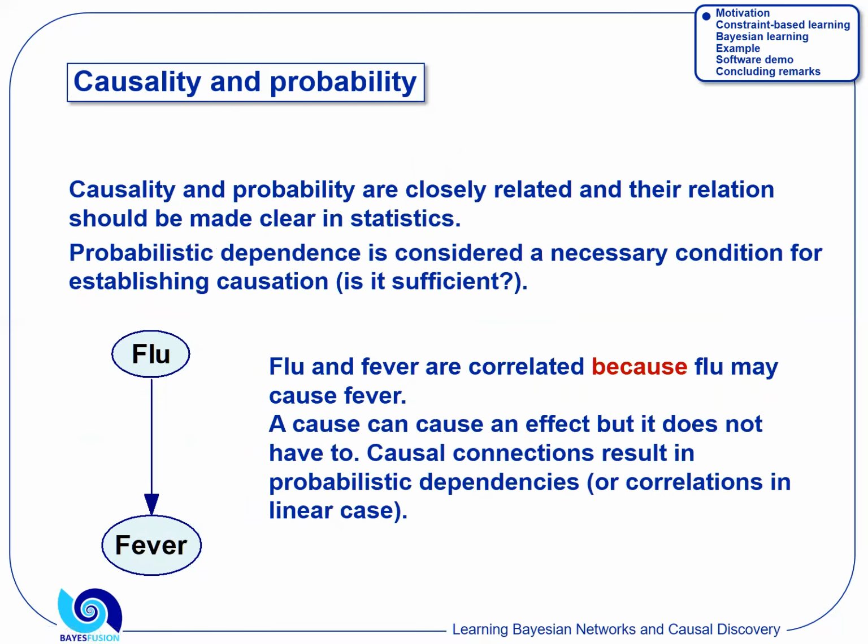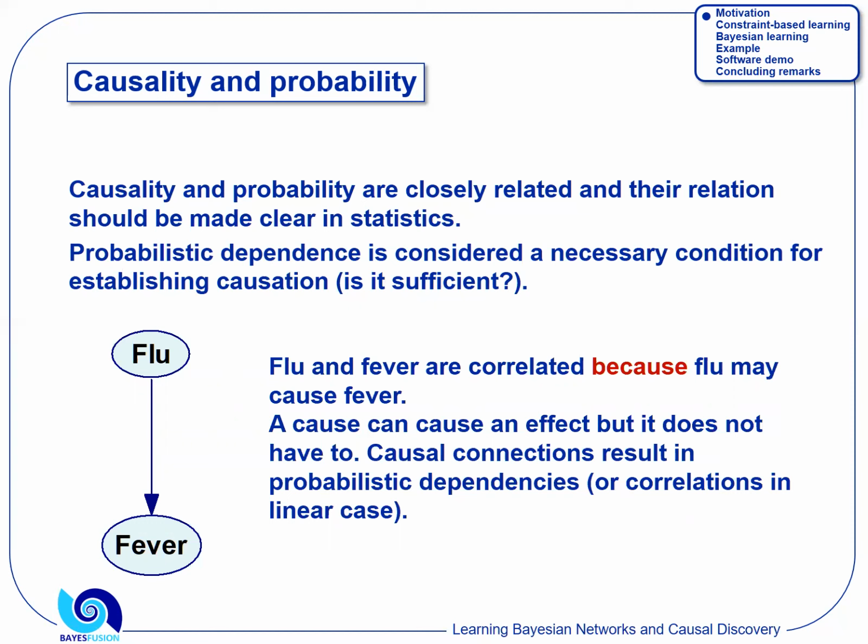Causality and probability are closely related, and the relation should be made clear and explicit. Typically, philosophers of science, it's a very practical branch of philosophy that looks at scientific method and makes statements whether scientific method makes sense or doesn't make sense, what the good and bad things about it are. Philosophers of science typically believe that probabilistic dependence is a necessary condition for establishing causation. We don't even talk about causation when things are independent of one another.